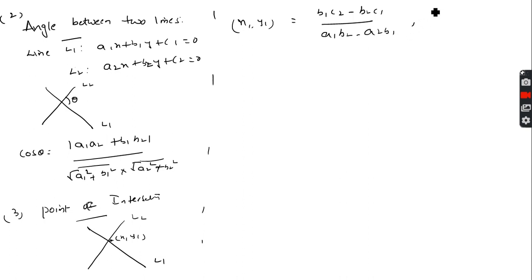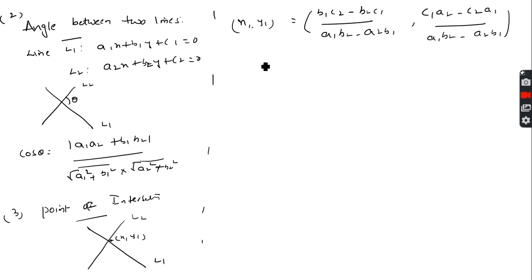This is the x value, and the y1 value is equal to (c1 a2 minus c2 a1) by (a1 b2 minus a2 b1). So what is the point of intersection? The x value is (b1 c2 minus b2 c1) by (a1 b2 minus a2 b1), and the y value is equal to (c1 a2 minus c2 a1) by (a1 b2 minus a2 b1).